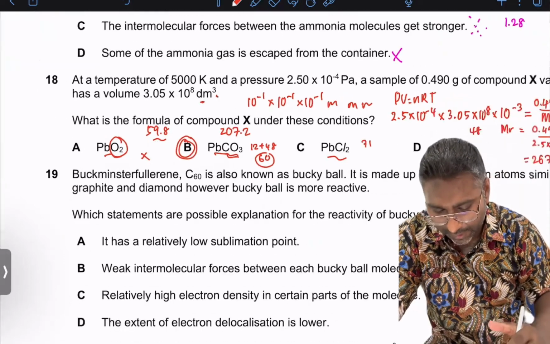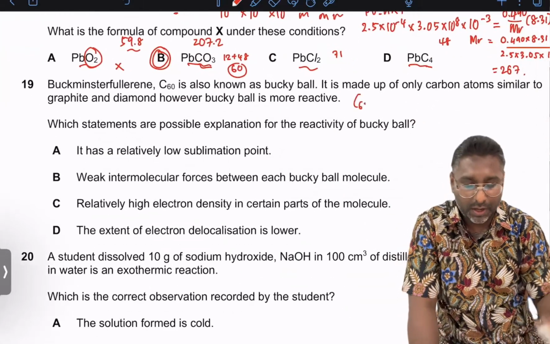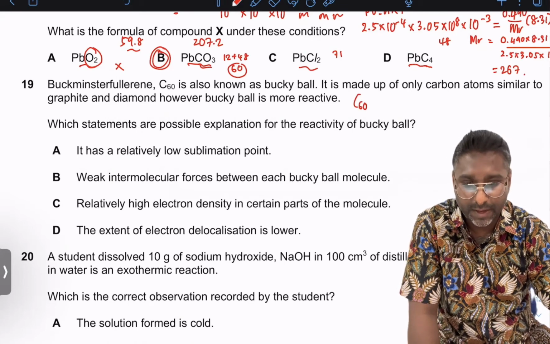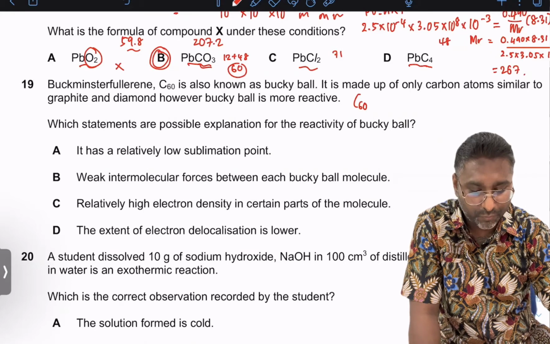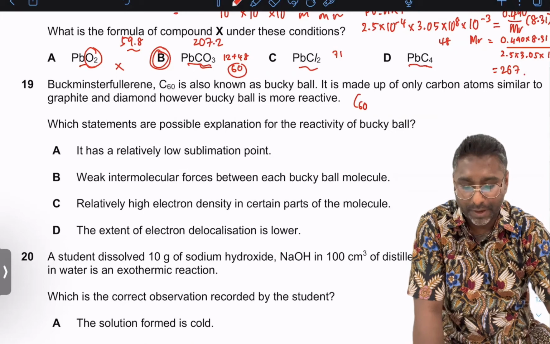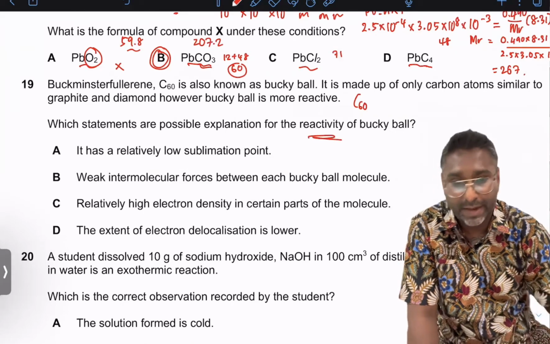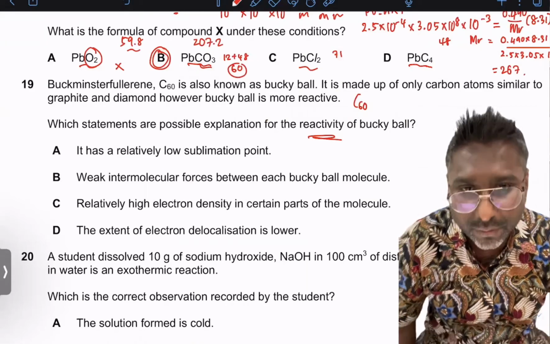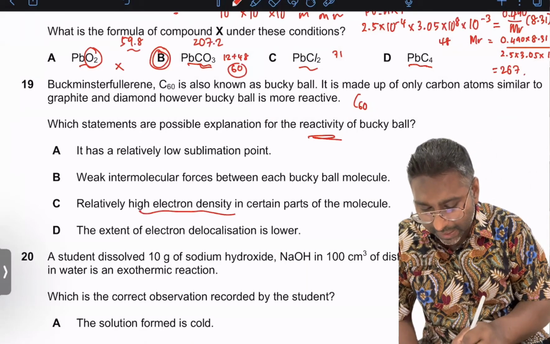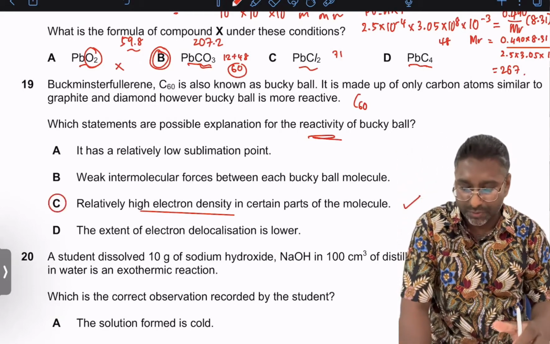Now 19, this one Buckminster fullerene we have learned, C60. So each carbon is bonded to 3 other carbon atoms. Because of that, there is going to be 1 electron existing at every atom of carbon. So the reason for the reactivity, we are looking at electron. The reason for the reactivity over here is we are talking about high electron density, yeah. So this is going to be the answer. The others are not going to be suitable.